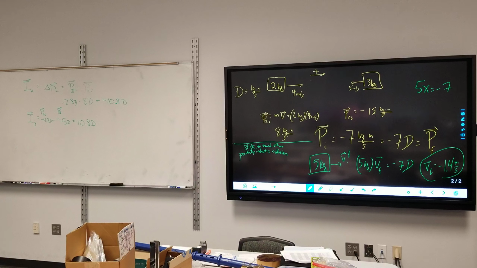Questions before we extend this? Is it always going to be opposite? Like one's going to be negative, one's going to be positive? Yeah. They're transferring. What one loses, the other one gains.